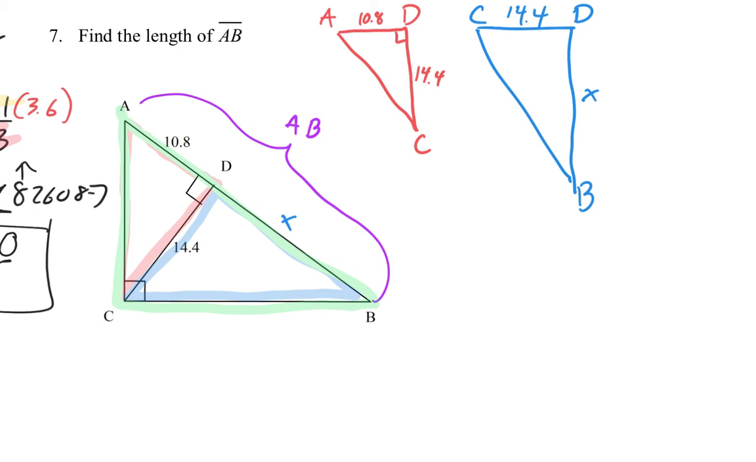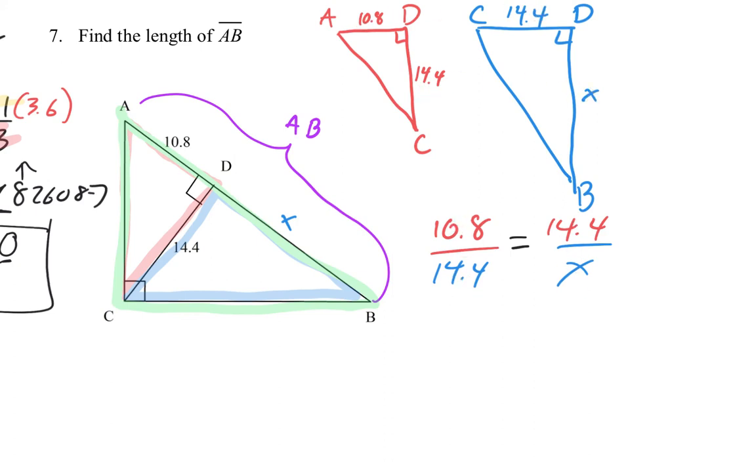Well, we actually don't need to draw the green triangle. We could draw the green triangle, but it's not really relevant for what we need. We just need to know what x is, and we have enough at this point to find out what x is, because we can see that 10.8 goes to 14.4, just like 14.4 goes to x. So let's make a proportion. 10.8 goes to 14.4 in the same way that 14.4 goes to x.